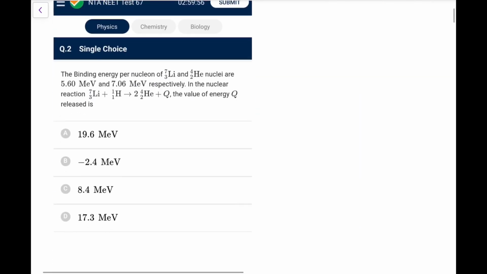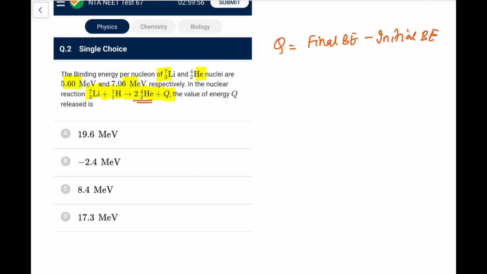Next one. The binding energy per nucleon of 7 lithium and 4 helium are given. In the nuclear reaction, the value of energy Q is, simply, final binding energy minus initial binding energy. Whenever you are writing with respect to binding energy, if energy is released, that means the final product is more stable and will have more binding energy. So it will have 2 into the binding energy of helium, that is 4 into 7.06, multiplied by 2, minus lithium, 7 into 5.60, because the proton is not associated, so its binding energy won't be included. So we have 8 into 7.06 minus 7 into 5.6.